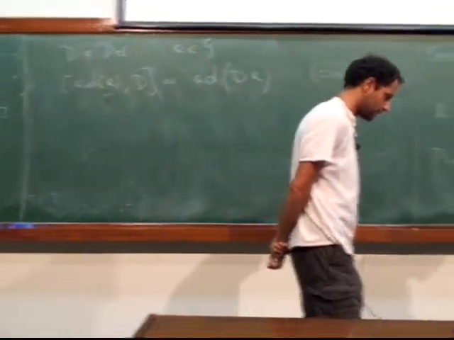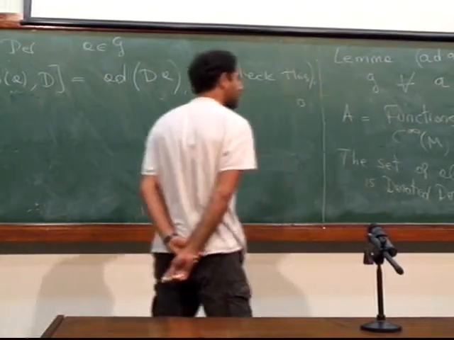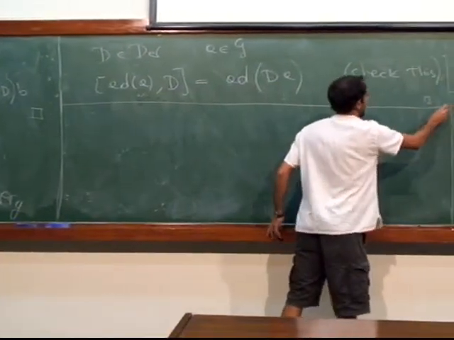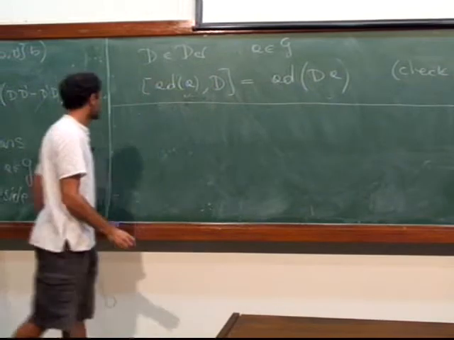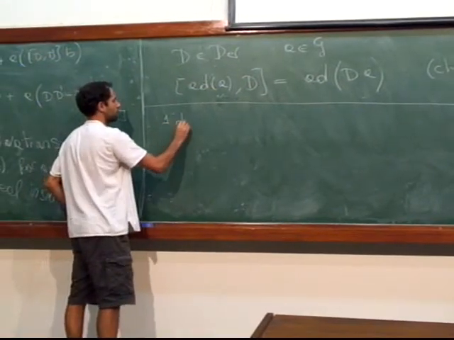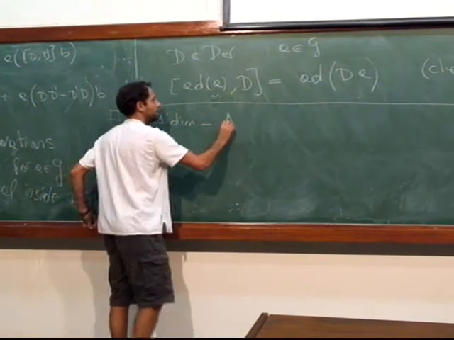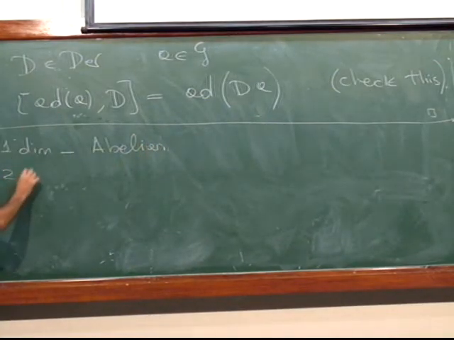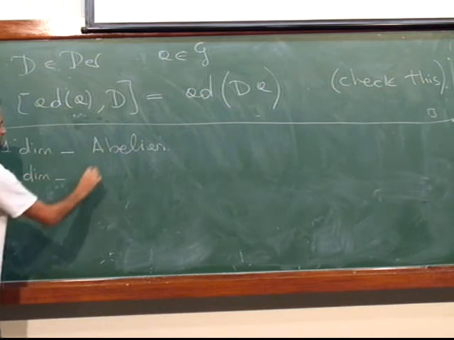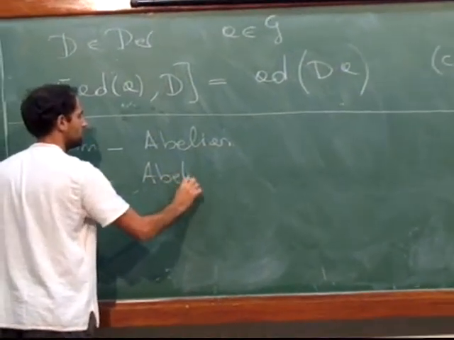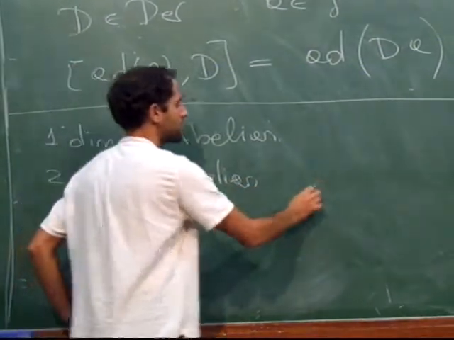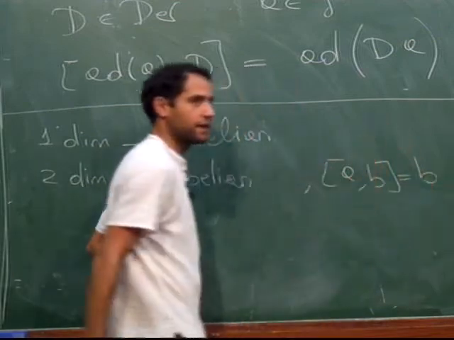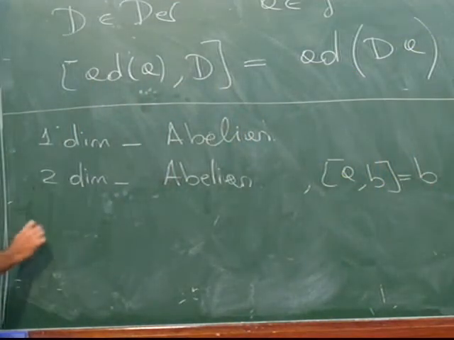Now let's think of this classification problem, because I didn't tell you about three-dimensional algebras. So I've mentioned the one-dimensional case. This was abelian. The two-dimensional case: we have two examples. We have abelian, or the algebra that has two generators satisfying this equation. Three-dimensional case.